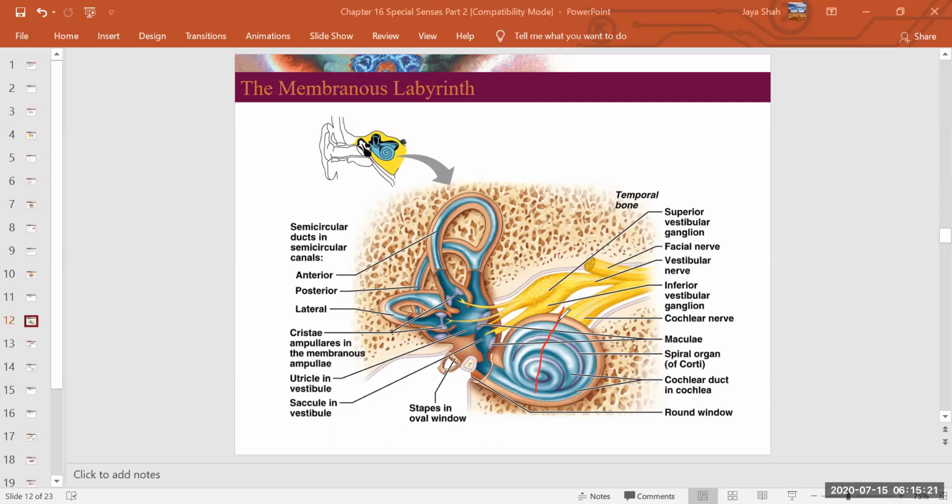So the cavity here between the bony and membranous labyrinth is scala vestibuli, because that is continuous with the oval window. Then the cavity in the membranous labyrinth will be scala media. And the inferior cavity between the membranous labyrinth and the bony labyrinth is called scala tympani. So let's cut it and see it in the other slide. Let me erase it and then I will go there.